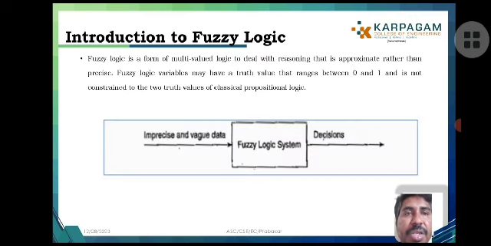Next we turn to the topic, introduction to fuzzy logic. Fuzzy logic is a form of multi-valued logic to deal with reasoning that is approximate rather than precise. Fuzzy logic variables may have a truth value that ranges between 0 and 1, and is not constrained to the two truth values of classical propositional logic, dealing with imprecise and vague data. Fuzzy logic system decisions.